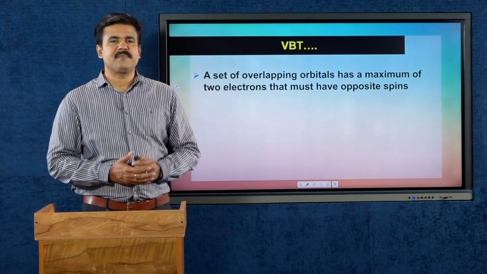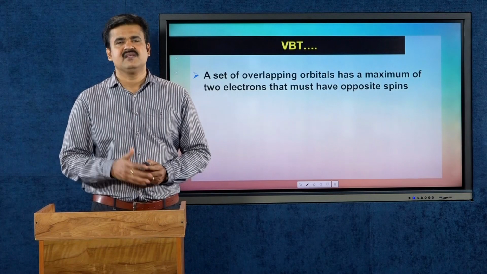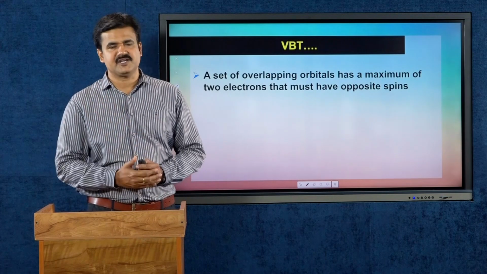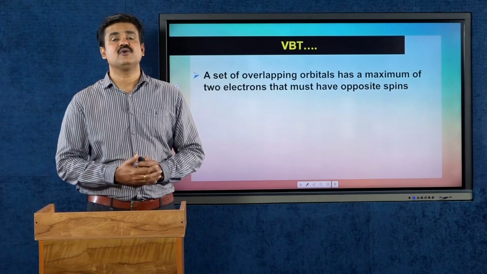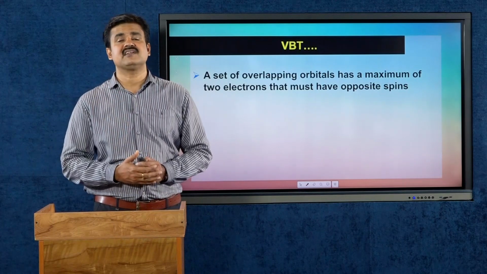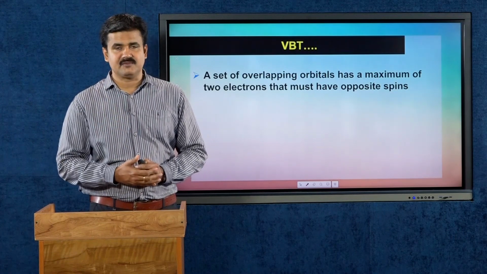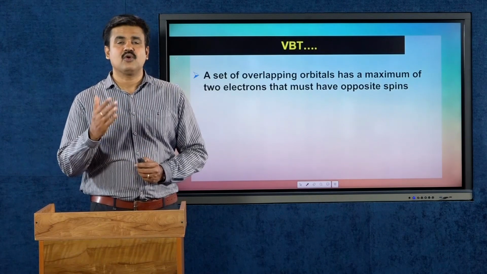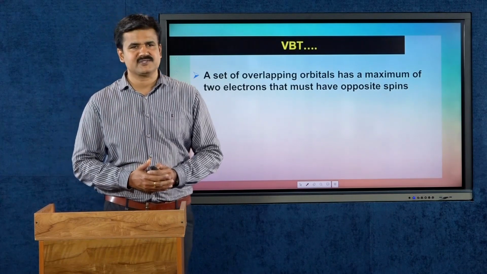A set of overlapping orbitals has a maximum of 2 electrons that must have opposite spin. We know the basics of covalent bond formation, that during the formation of a covalent bond, there occurs some overlapping of atomic orbitals. During the overlapping of atomic orbitals, electron pairing also happens. That is, half-filled atomic orbitals undergo overlapping to form a covalent bond. During the formation of a covalent bond, the half-filled orbitals with opposite spin come together, overlap, and a single bond, or a covalent bond, is produced.